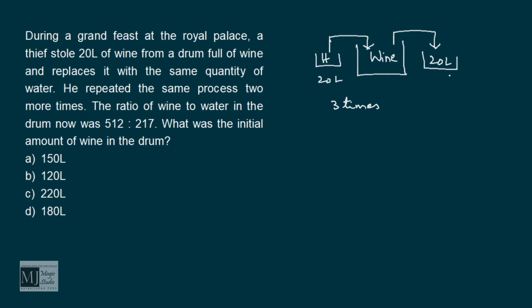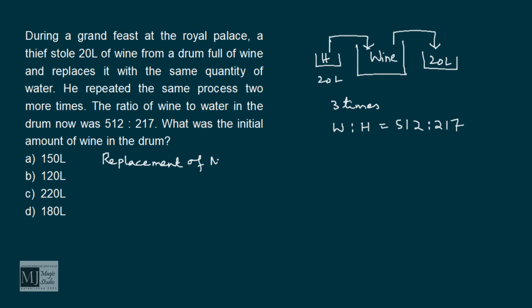Every time he is taking out 20 liters from this big jar and adding 20 liters of water. The ratio of wine to water in the drum now is 512 is to 217. What was the initial amount of wine in the drum? Okay. We should know the drill for replacement of mixtures.